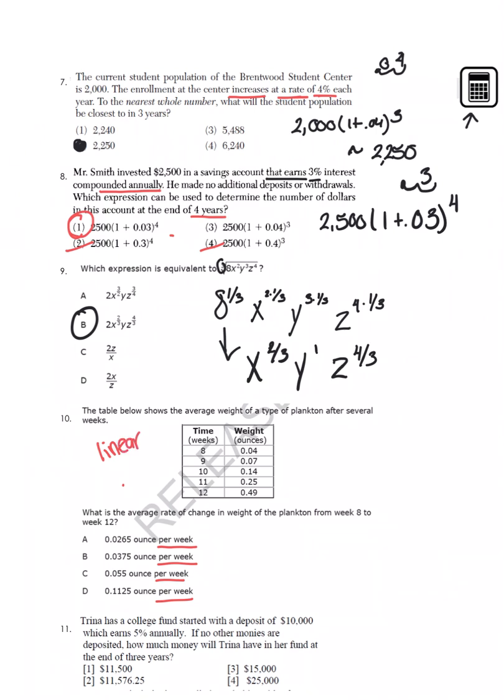Which means the rate of change is y minus y over x minus x, or the rise over run. And the other part of this question was asking what is the average rate of change in plankton from week 8 to week 12. So let's take a look at week 8 values and week 12 values to find that average rate. Okay, so my y values are 0.49 and 0.04 over 12 minus 8.